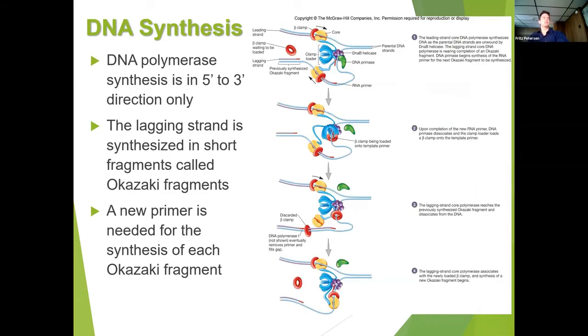So yeah, just again as a reminder, DNA polymerase synthesizes in the 5' to 3' direction only. The lagging strand has these short Okazaki fragments, and each Okazaki fragment requires a new primer. So that's why you will have multiple primers on your lagging strand and only the one on your leading strand.